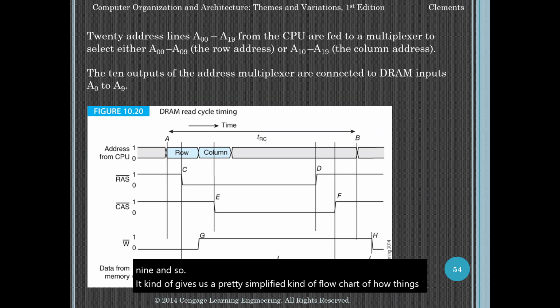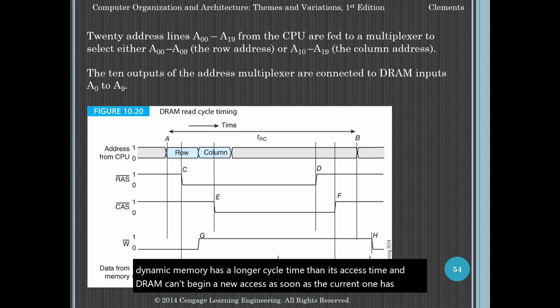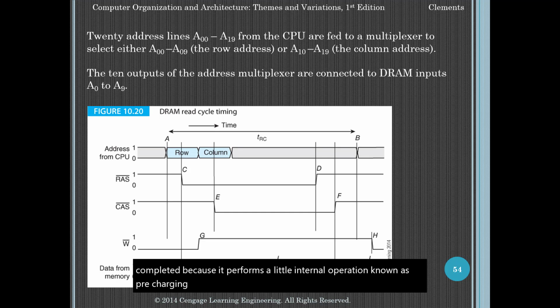And then if we also look at the read cycle that lasts from A to B, we have this duration that takes place, and that's our read cycle time. Unlike static memory, which has equal cycle and access times, our dynamic memory has a longer cycle time than its access time, and DRAM can't begin a new access as soon as the current one has been completed because it performs a little internal operation known as pre-charging between accesses. So it can't just immediately take off and try to do the next thing because it does that little internal process.